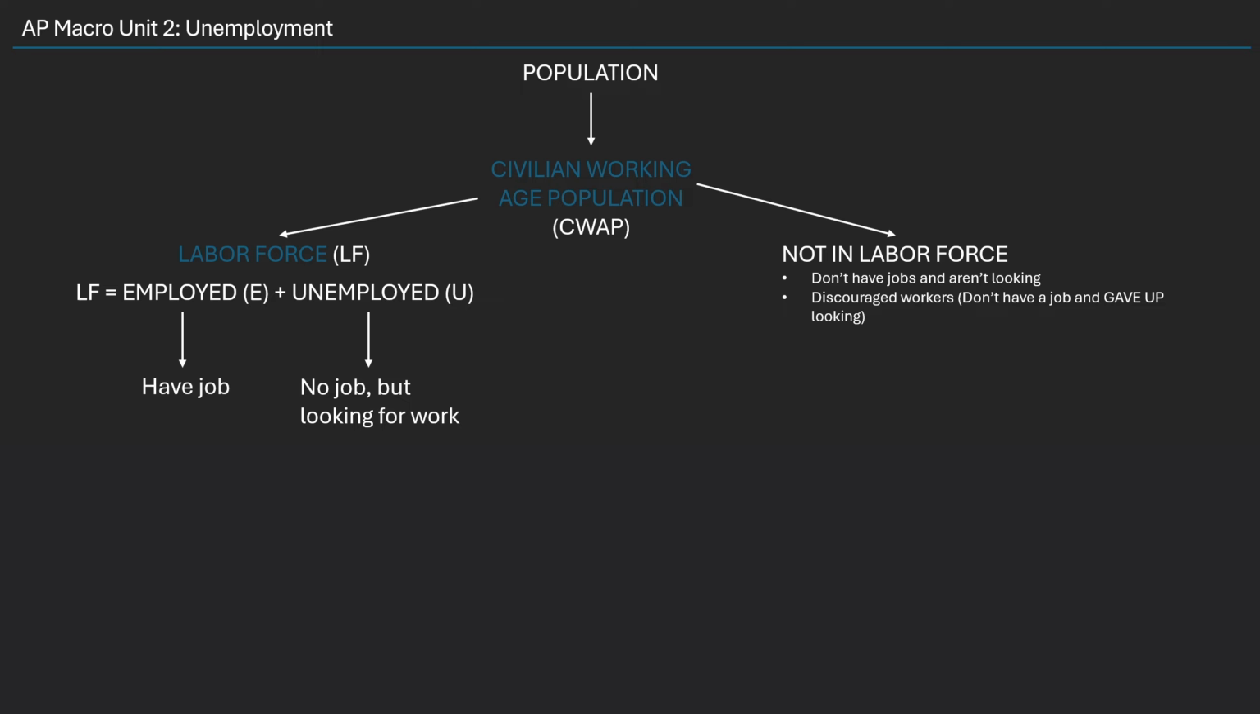Employed people have a job. Unemployed people don't have a job but are looking for work, actively looking for work. And people who are not in your labor force don't have jobs and aren't looking, which are just discouraged workers.